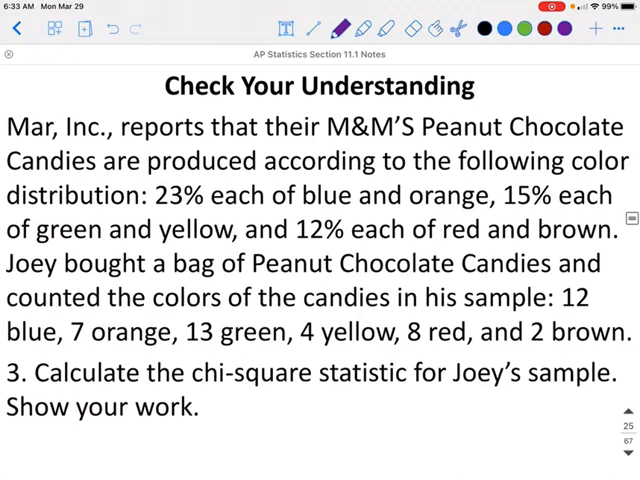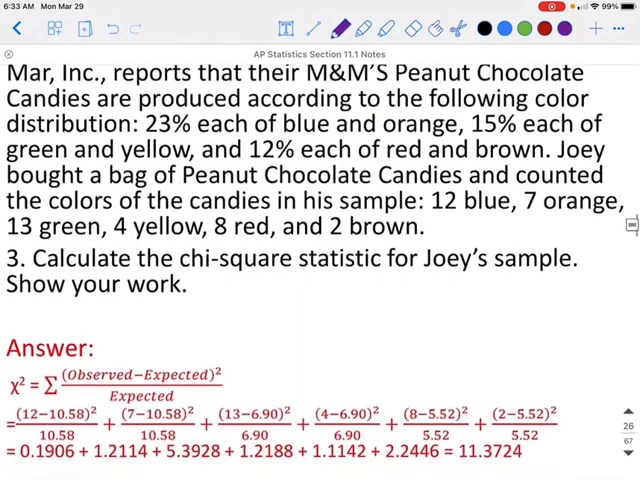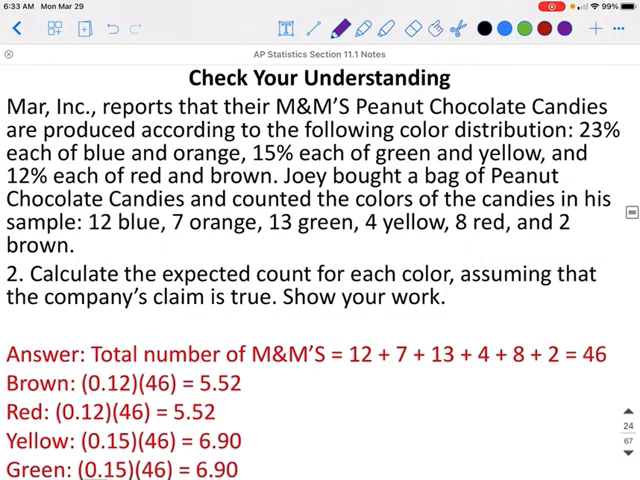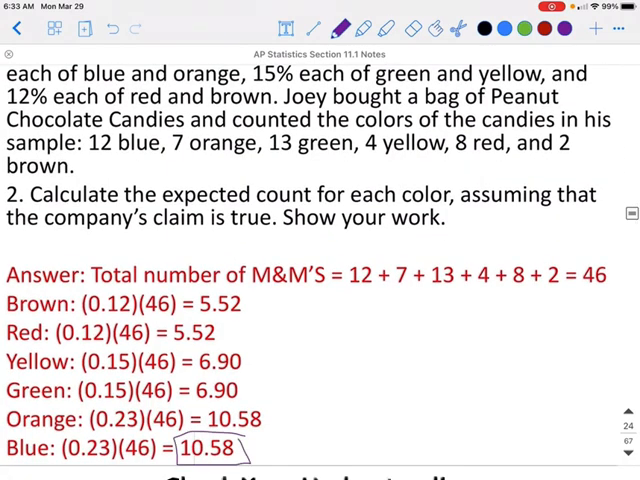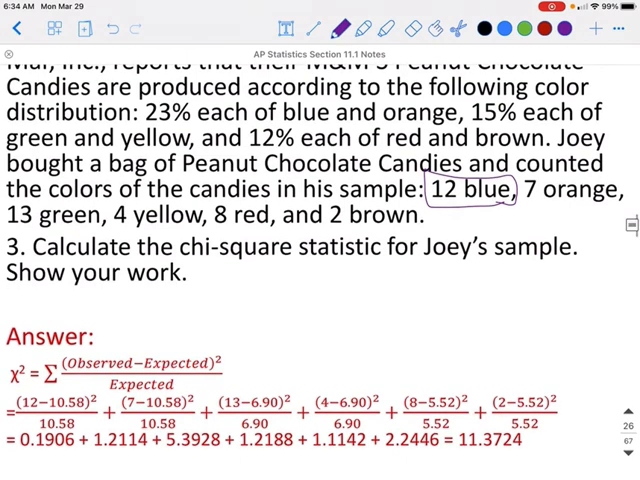Calculate the Chi-Square Statistic for Joey's sample. Show your work. So remember, this is going to be the observed minus the expected squared divided by the expected, and you're going to add these all together. We'll start with blue because blue was the first one that we sampled. We expect 10.58 blue ones. So we would do 12 minus 10.58, squared, divided by 10.58, plus we would then go to orange. We would do the observed minus the expected squared over the expected. We would do it for each color, and we would end up with a chi-square value of 11.3724.